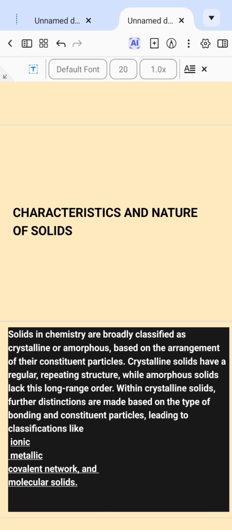So in this section, we'll be looking at these four groups of solids with examples, how they are formed, and their constituent particles, that is, particles they contain, and the kind of bonding that takes place in each of them. The first one is ionic bonding. In ionic bonding, ionic solids are formed as a result of ionic bonding.